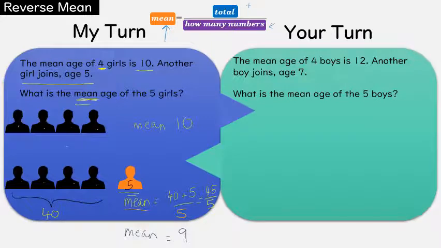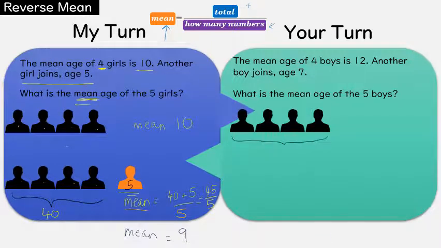Okay, you've got a very similar question there. Remember to first of all work out the total of those 4 girls' ages. Try and remember how we did that, and then you've got to find the new mean. Pause the video now and have a go. Okay, so well done if you've got that. Let's have a look at the answer.